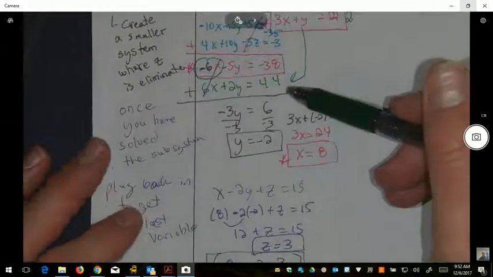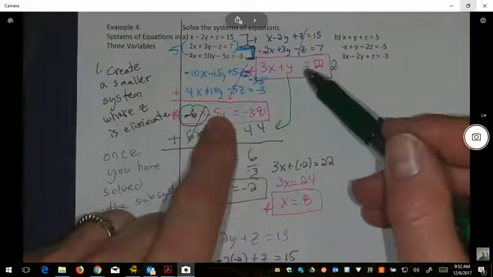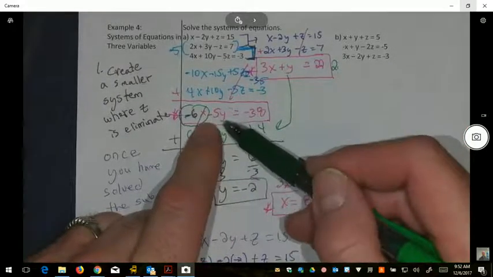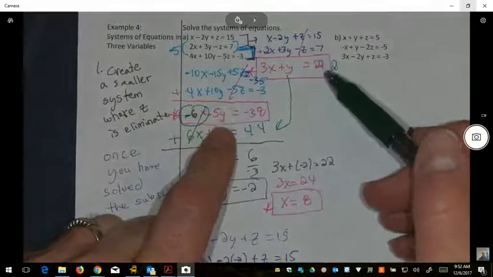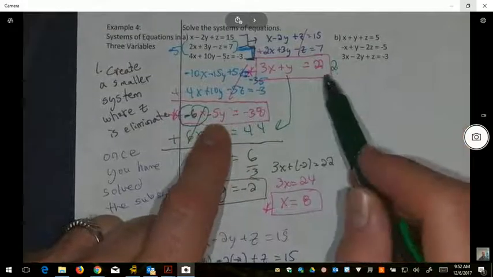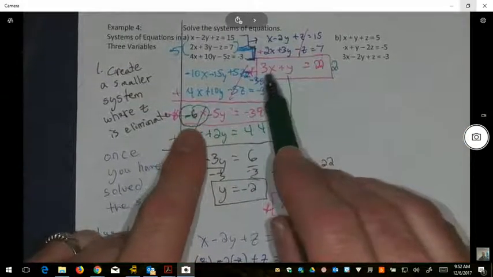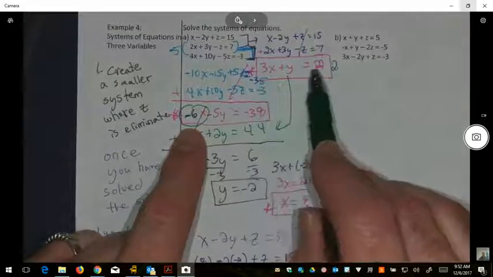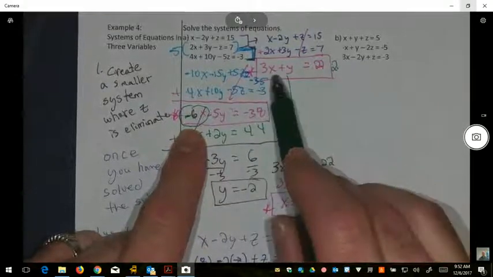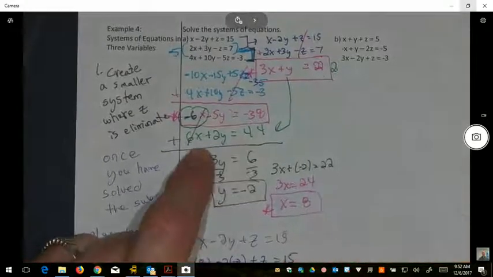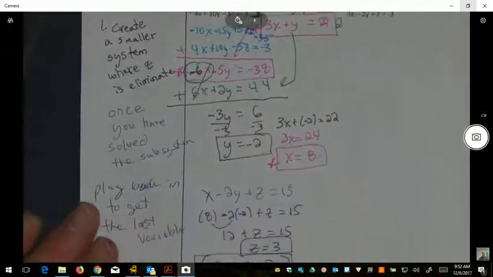So see the system of equations we have right here. 3x plus y equals 22, negative 6x minus 5y equals negative 38 that we got by eliminating z. We chose, you guys said to make x's. You wanted to make x be eliminated. So I multiplied this equation by 2, giving me 6x plus 2y equals 44. And then I was able to eliminate x to solve for y.